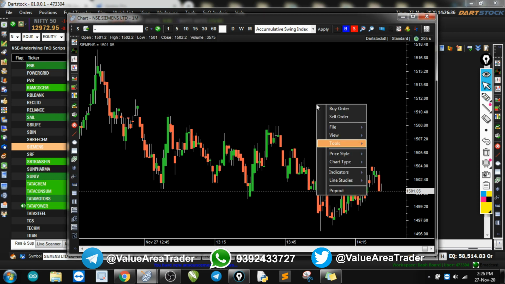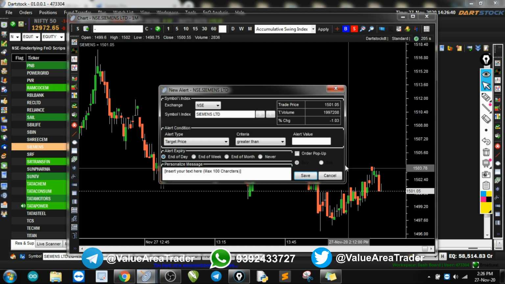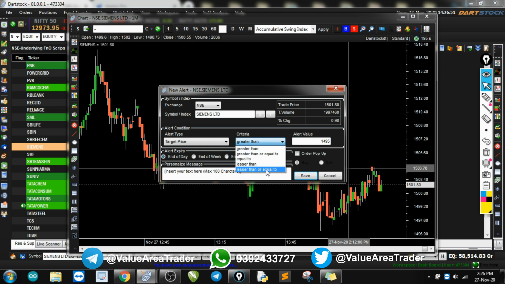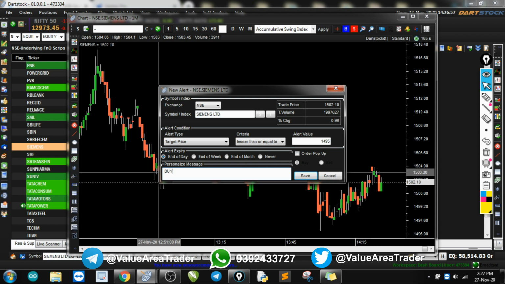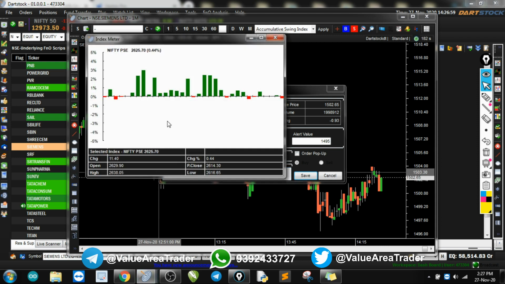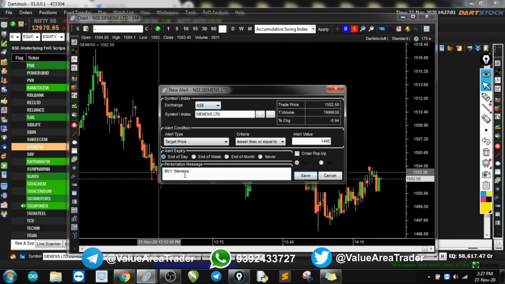So I'll just right click, go to tools and set alert. You can write the alert price here. Let's say 1495. And then whenever the price is lesser than or equal to 1495, I need to get a text here. Let's say I want to write buy Siemens. Okay, I'll just change it to buy Siemens. So the moment the price reaches 1495.